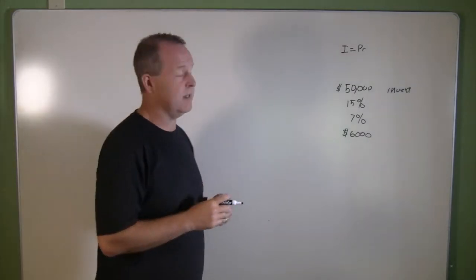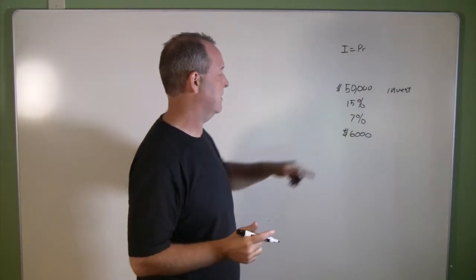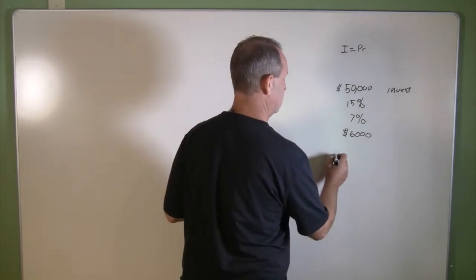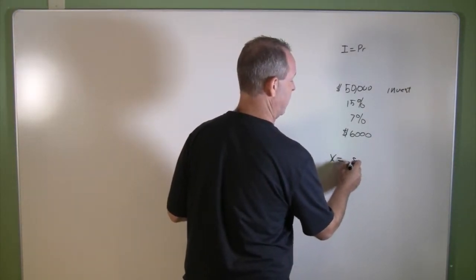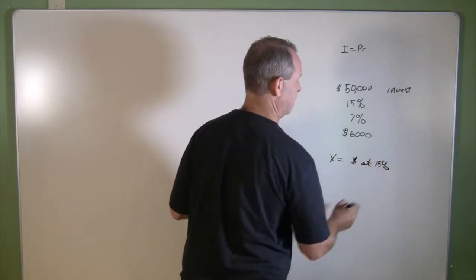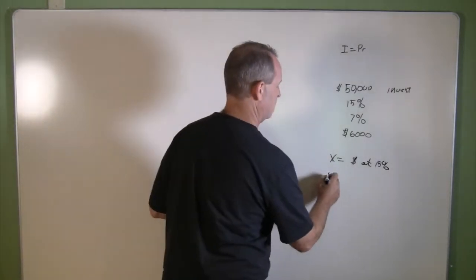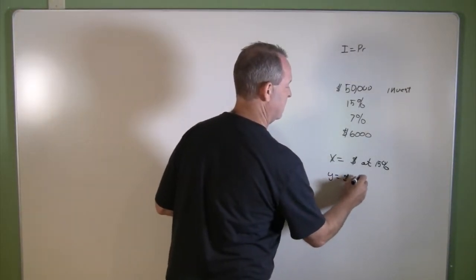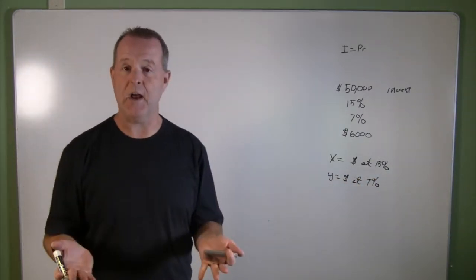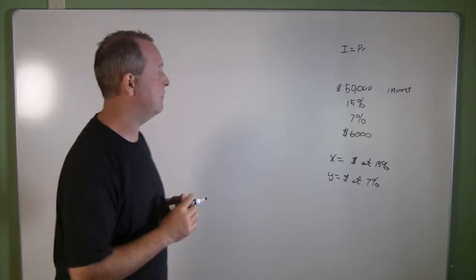Well, first of all, I don't know how much money she's investing at this rate or that rate. So one thing we always try to do is create a variable. X is the amount of money at 15%. And the other amount, Y, is the amount of money at 7%. Okay, $50,000 total. X amount plus Y amount equals 50,000.